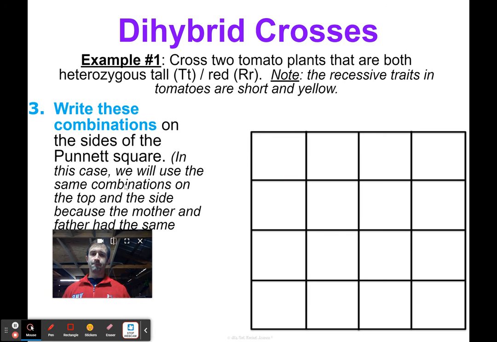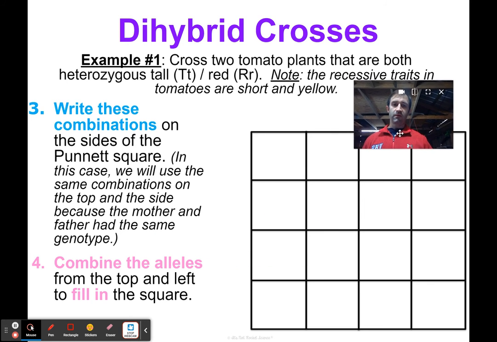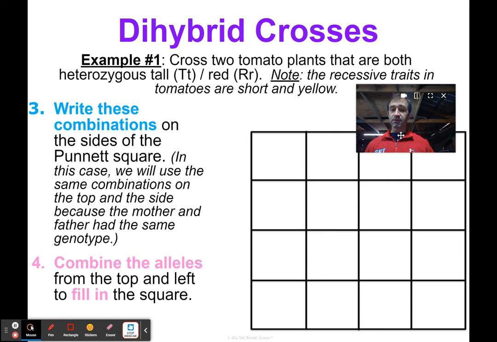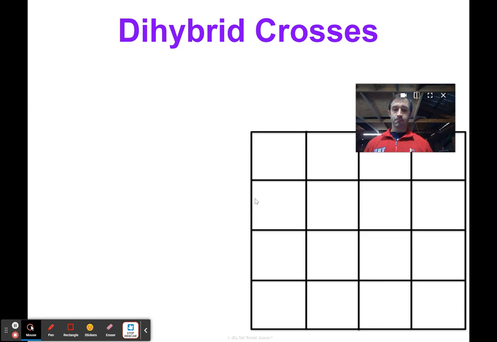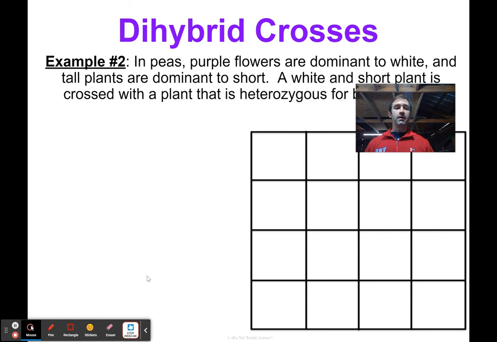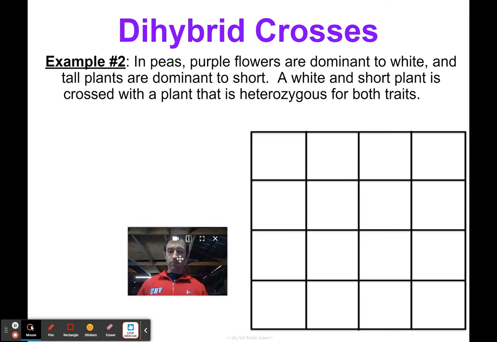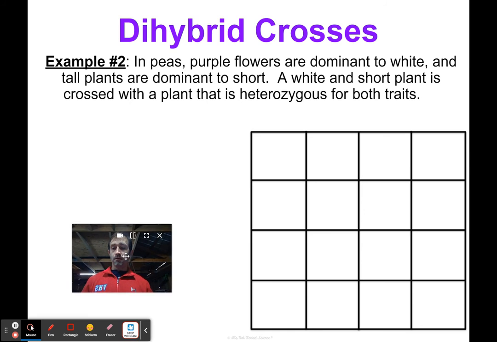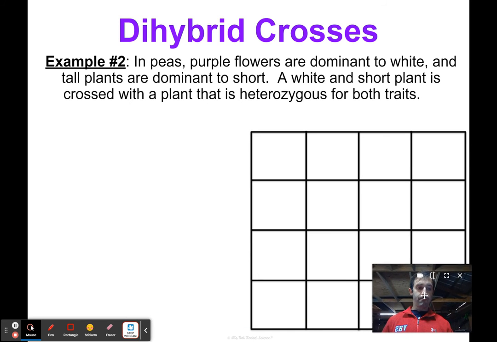Okay. All right. Step number 4 says combine the alleles from the top and left. That's what we did to fill in the square. Okay, then you can determine the ratio. All right. So let's do another example here. Okay, example, and then we're going to move through it relatively quickly. Put it over here.